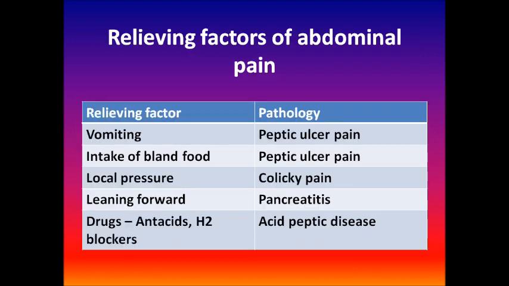There are certain factors which relieve intra-abdominal pain. Vomiting relieves pain in peptic ulcer. Intake of bland food relieves pain in peptic ulcer. Local pressure gives good relief in colicky pain. Leaning forward gives relief in pancreatic pain. Drugs like antacids and H2 blockers relieve pain in acid peptic disease.